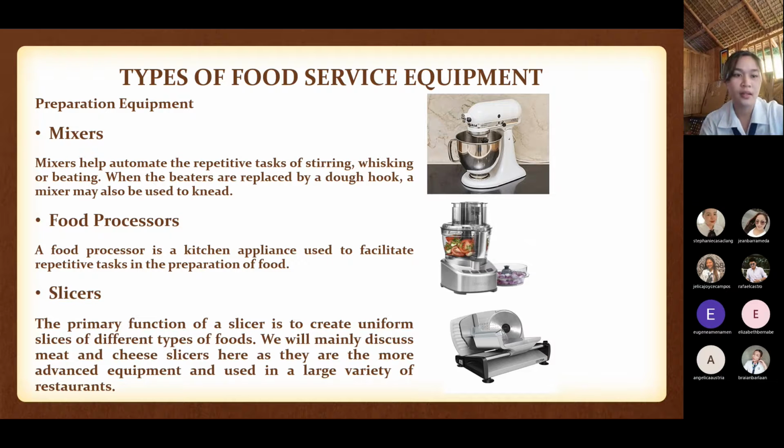The second one is the food processors. A food processor is a kitchen appliance used to facilitate repetitive tasks in the preparation of food. The third one is the slicers. The primary function of a slicer is to create uniform slices of different types of foods. We will mainly discuss meat and cheese slicers here, as they are the more advanced equipment and used in a large variety of restaurants.